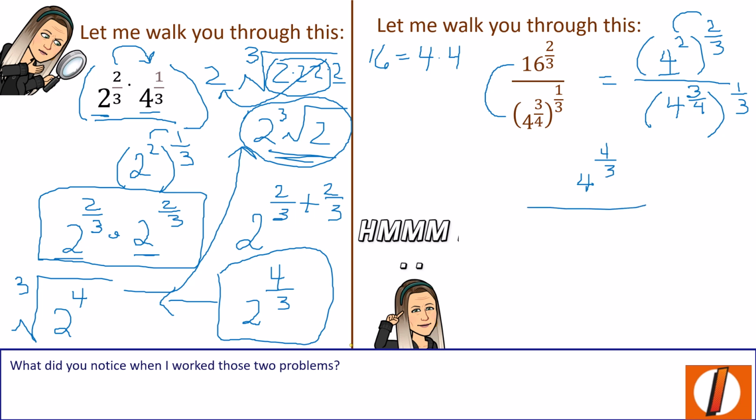On the bottom, we're raising a power to a power, same thing. So we're going to multiply exponents. Multiplying 3/4 to 1/3, the 3's cancel, so we're left with 4 to the 1/4.